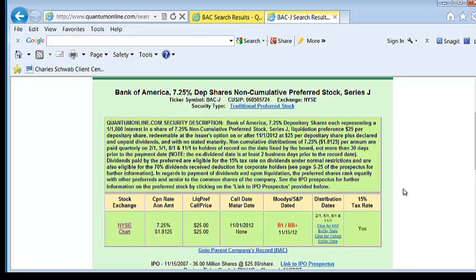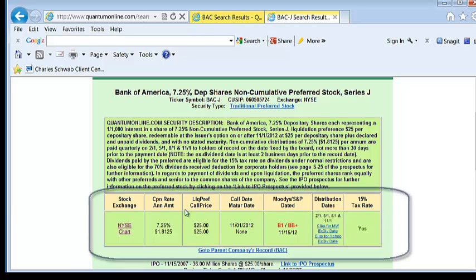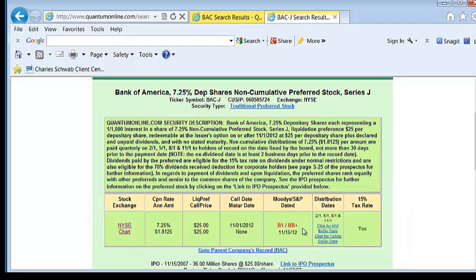The first box gives you some information on the preferred stock, and this information is summarized below. The amount of dividend is $1.81 per year, and see here that it's paid 4 times a year, so it's paid quarterly. Now, $1.81 at the issue price of $25 equates to 7.25%.